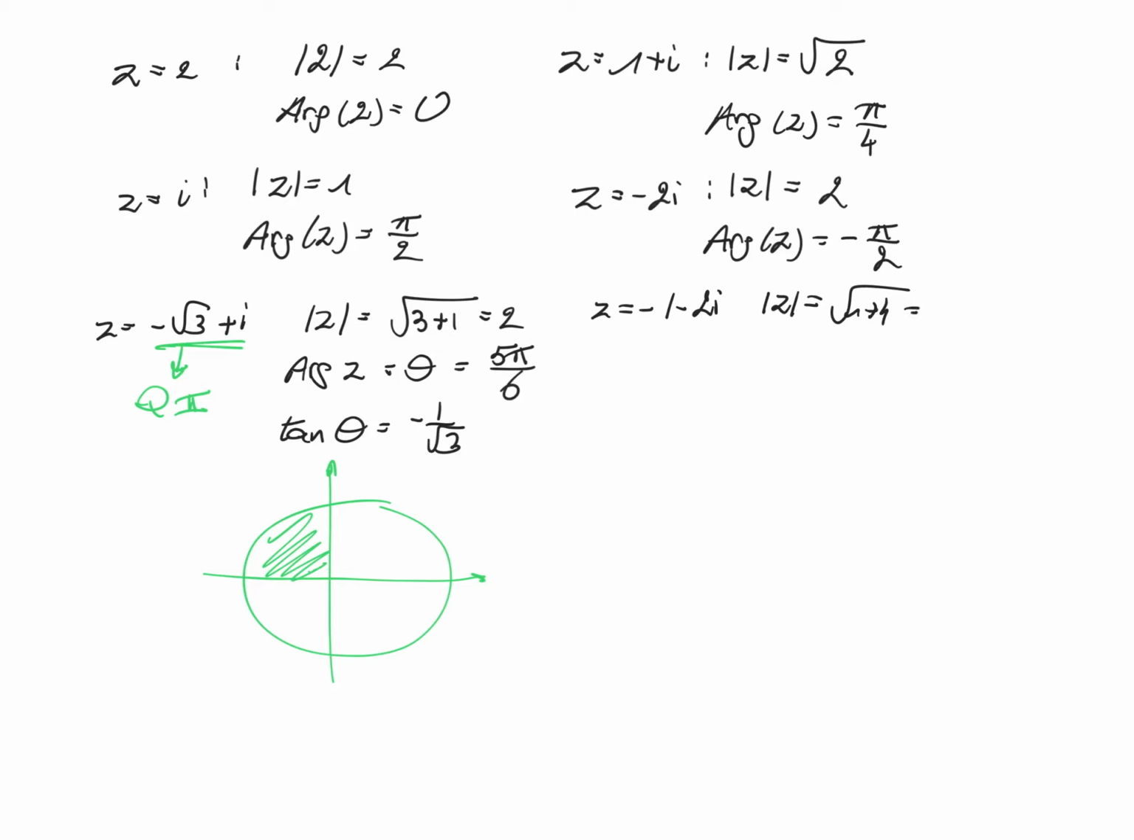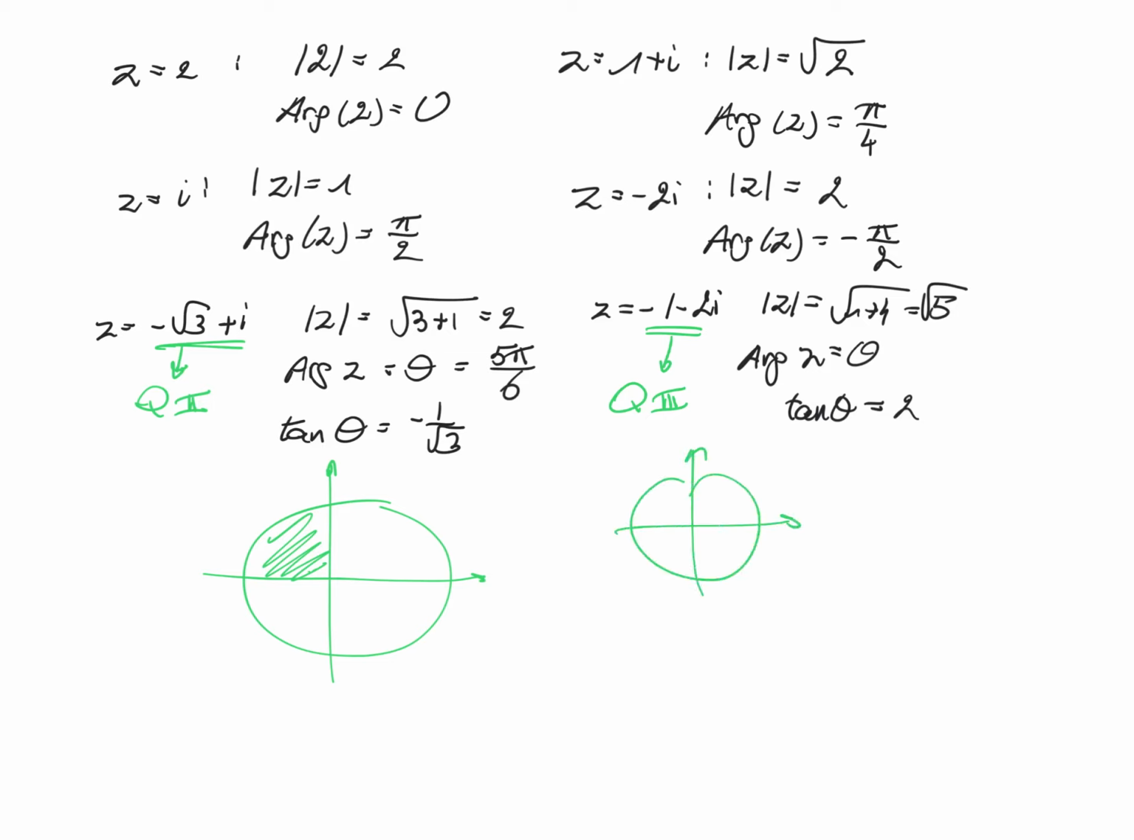We take the root out of it, so it's the root of 5. The argument of z is again theta, such that the tangent of theta is y divided by x. So it is minus 2 over minus 1, which is 2. In this case, we know that the angle will be somewhere in the third quadrant, so in Q3. Why? Because if I look at my complex circle, my y value and my x value both are negative, so we are in the third quadrant.